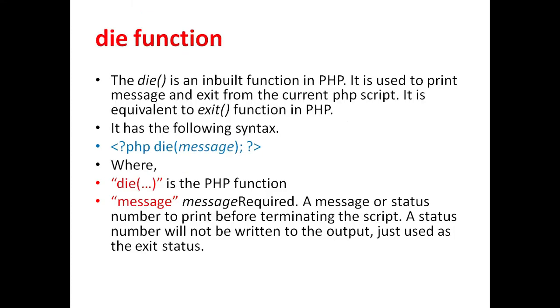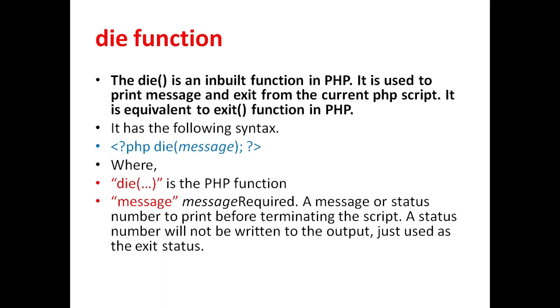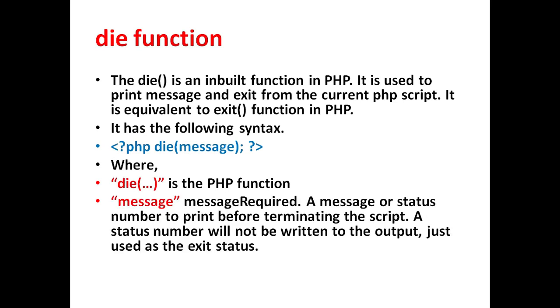Next is die function. Die function is also an inbuilt function which is used to print message and exit from the current PHP script. It is equivalent to exit function. General syntax is die and message, where die is a function and message is a message or status number which will be printed before terminating the script.